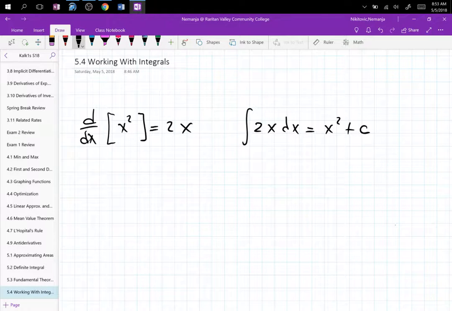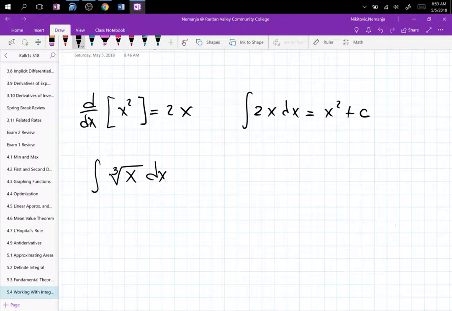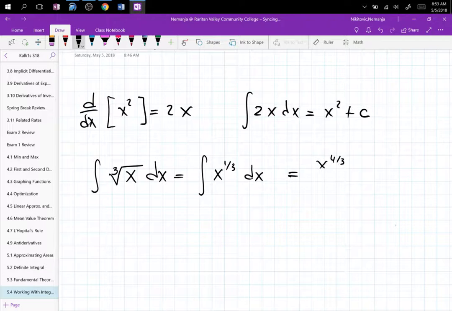So if you have any type of exponent, even if you have, let's say, the integral of cube root of x dx, you will rewrite that as the integral of x to the 1/3 dx, and then you will add 1, so x to the 4/3 divided by 4/3. You can put 3 on top, right, to save a step and do this.